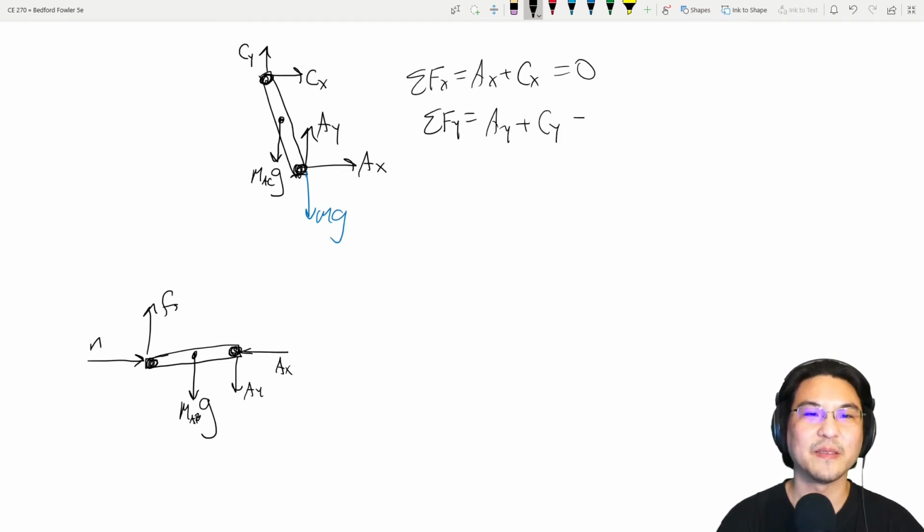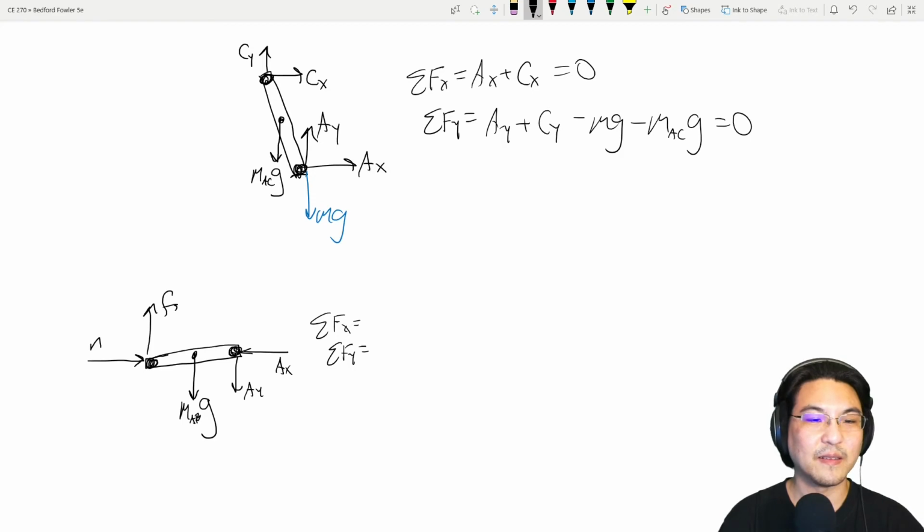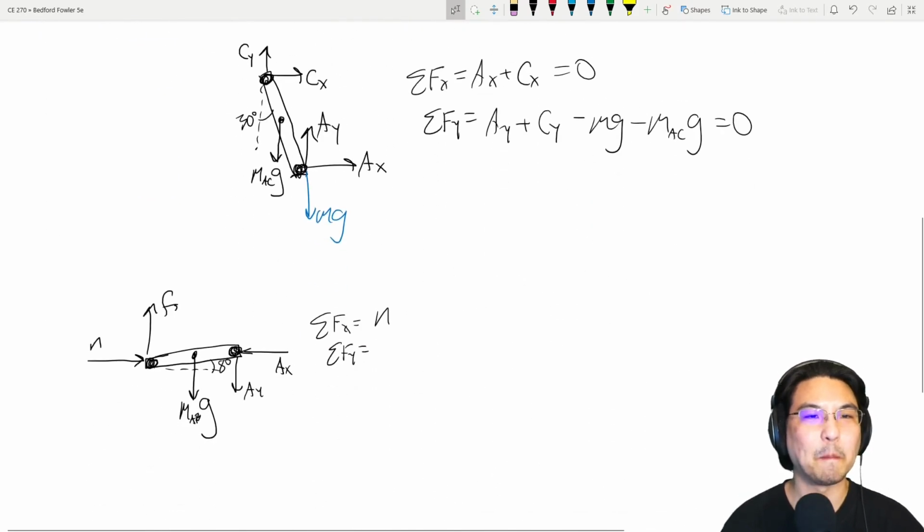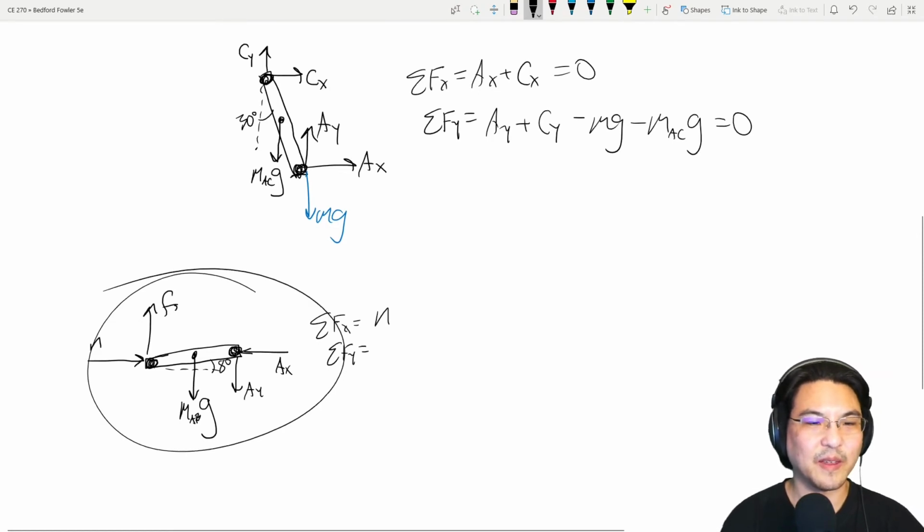CY, minus mg, that's the 6 kilograms, this one. And then the weight of the bar itself. And that's it. Okay, now for this member, in the x direction, we got N. Okay, and then this was at some angle, right? 8-degree angle over here. And this was at a, was it 30-degree angle? Yeah, 30 degrees.